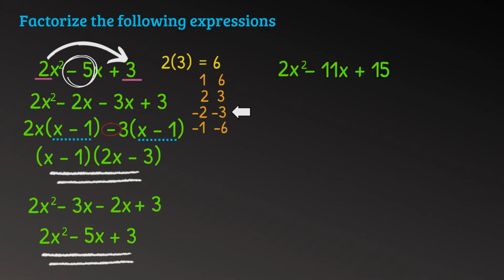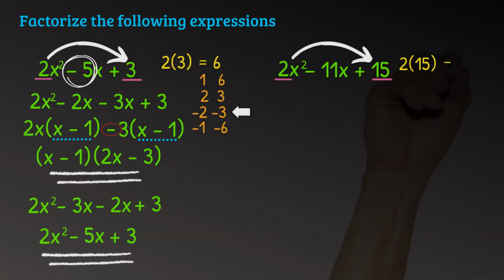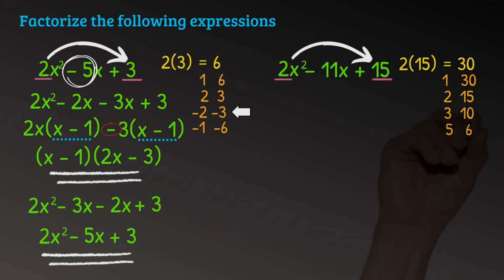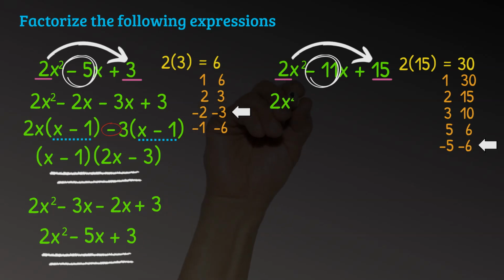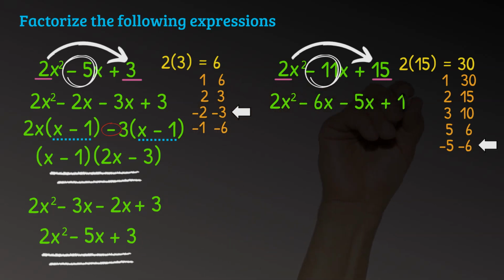In the next expression, we multiply 2 by 15, which gives us 30, and then we'd need to find two numbers that multiply together to give us 30, which could be 1 times 30, or 2 times 15, 3 times 10, or 5 times 6. However, they also need to add together to give us minus 11. So we should have used two negative numbers. So if we used minus 5 and minus 6, we know that they would multiply together to give us 30, and they would also add together to give us minus 11. So we can rewrite the expression and replace minus 11x with minus 6x minus 5x.